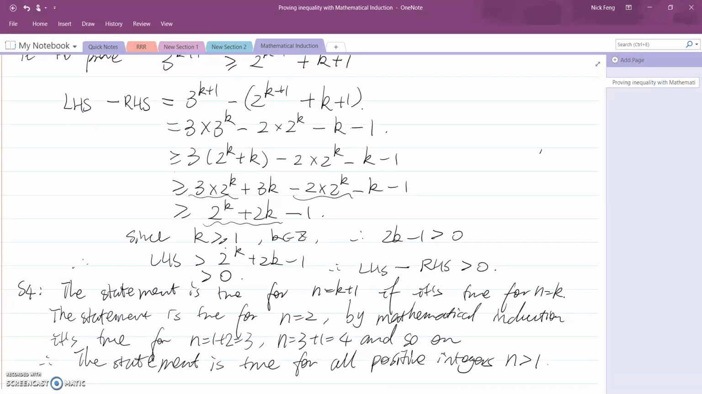And the statement is true for n equals k plus 1 if it's true for n equals k, starting with 1 this time. By mathematical induction, it's true for 1 plus 1 equals 2, 2 plus 1 equals 3, and so on. Therefore, it's true for all positive integers greater than or equal to 1.